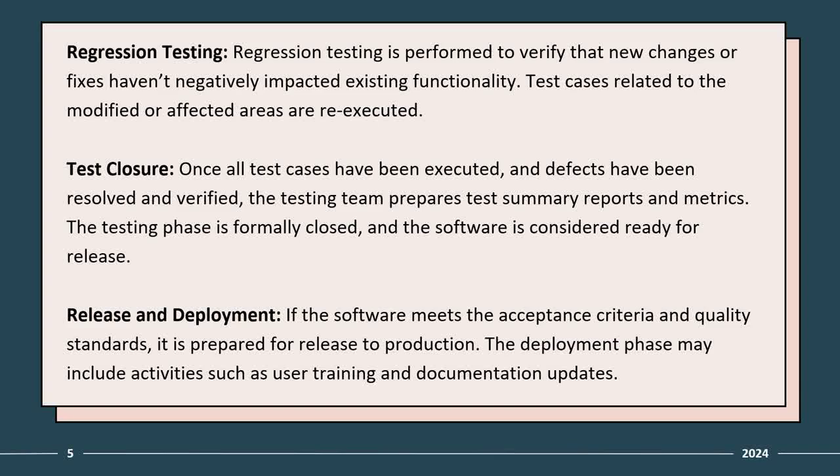Release and deployment. If the software meets the acceptance criteria and quality standards, it is prepared for release to production. The deployment phase may include activities such as user training and documentation updates.